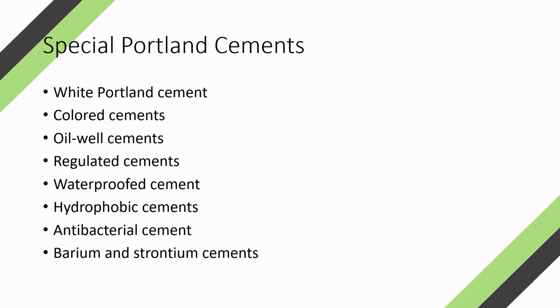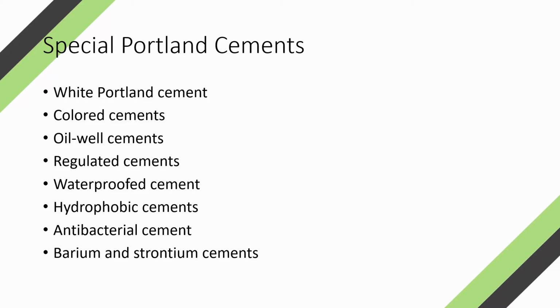Next, we have antibacterial cement. It is a Portland cement interground with an antibacterial agent with the intention of reducing harmful microorganisms. It is used in food processing plants to minimize deterioration caused by fermentation.